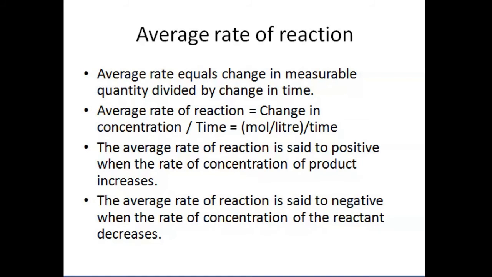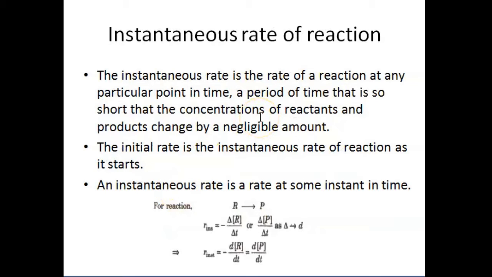And next term comes, that is instantaneous rate of reaction. The instantaneous rate of reaction is nothing but the rate of a reaction at any particular point in time. That is a period of time that is so short that the concentration of the reactant and the product will change by a negligible amount. That point in time, we call as an instantaneous rate. Or in short, we could say the initial rate is the instantaneous rate of reaction, because it is just going to start. So an instantaneous rate is a rate at some instant in time.